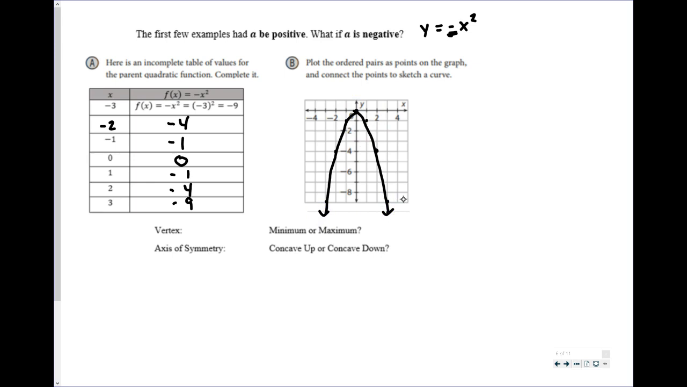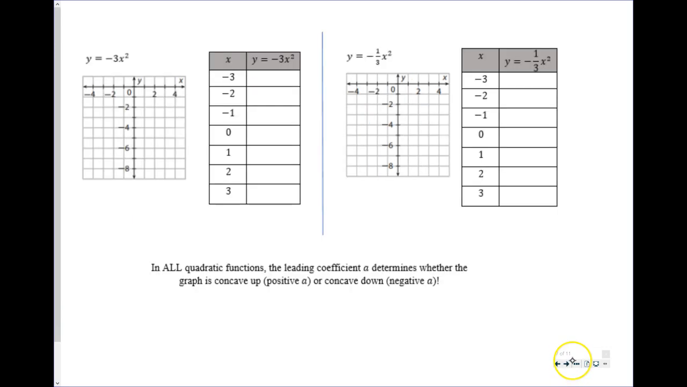We flipped the graph on the other side of the x-axis. The vertex is still the same for now. My axis of symmetry is still going through the middle like that, right? Now, though, this vertex is no longer a minimum. That vertex is the maximum part of the graph. So that vertex is the very top point, and we call this concave down, okay? So when a is positive, it's going to be concave up, and when a is negative, it's going to be concave down, okay? We still have stretching and shrinking, though, with that a value, right?